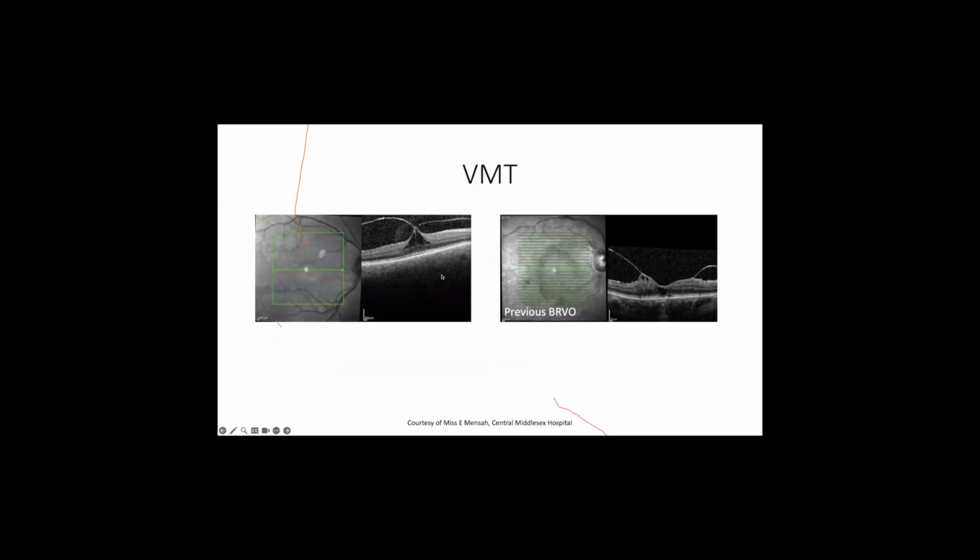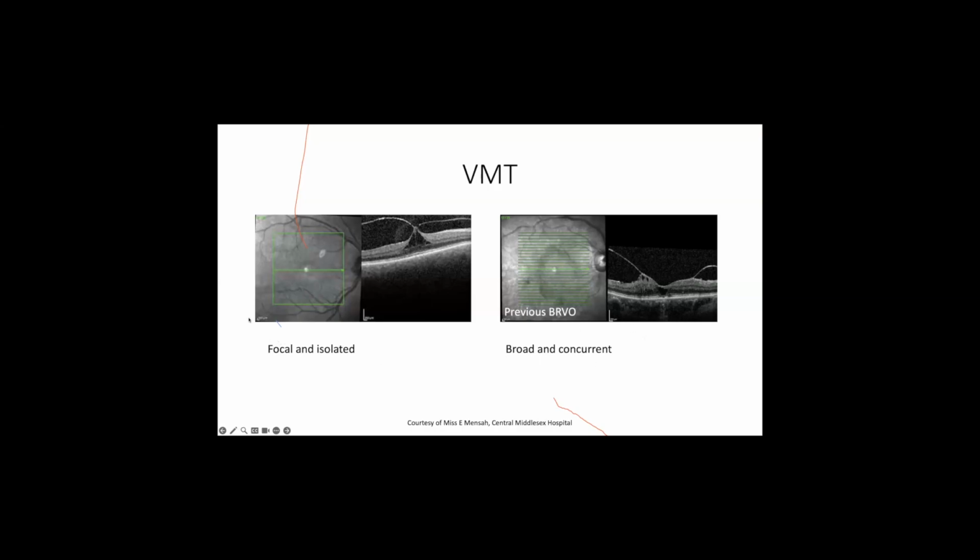And there is no other thing associated with it. In this one, I'm telling you here that there's a previous BRVO. You might just see some blood here. We have a broad attachment, but it's still causing traction. Okay, so with these, we will have a focal and isolated, and a broad and concurrent.